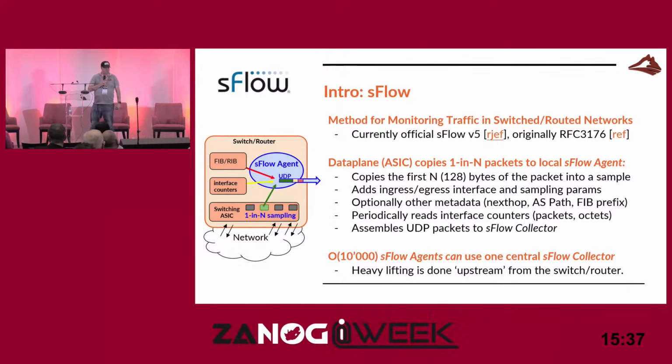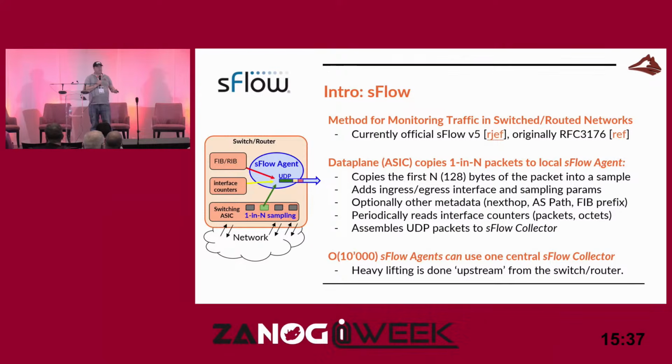Currently at version 5. Mostly your data plane, your ASIC, and your switch or router will copy 1 in n packets from the data plane. Copy the first 128 bytes or maybe 256 bytes of it into a sample. And then every now and again, it will look at the traffic statistics on these interfaces so you know how much total traffic there is, and then emit these samples together with these counters to a central host that will count them up. And it's actually pretty scalable.